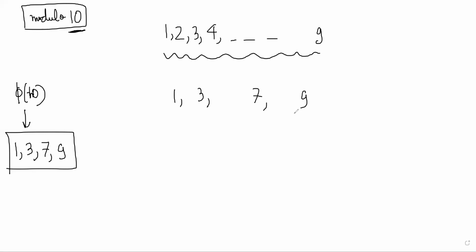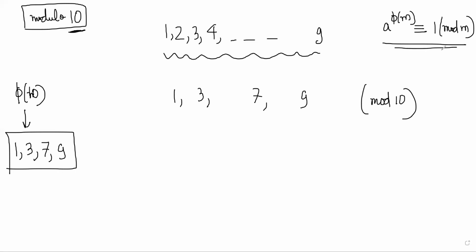Now, these numbers are taken mod 10, and you want to use the result a power phi of m is congruent to 1 mod m. Here m is 10 for you. You have to choose a also, such that GCD of a and m is 1. A can be any number, a can be 7, for example. GCD of 7 and 10 is 1, correct?